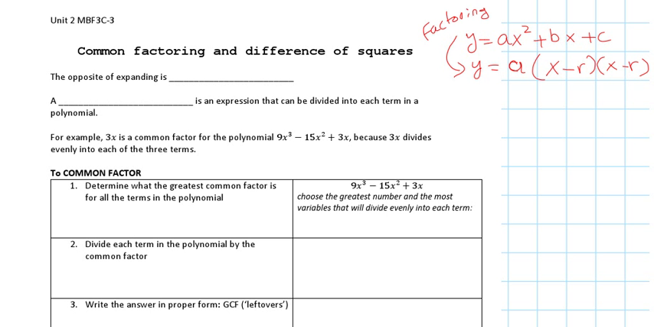The opposite of expanding. Remember when we used to do FOIL and we used to multiply, that should be S, not R, the letter S. You remember when we used to FOIL and then multiply? We call that expanding. The opposite of expanding is called factoring. So these are two opposite operations.